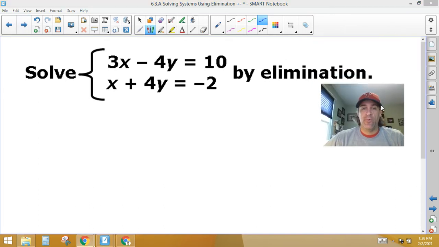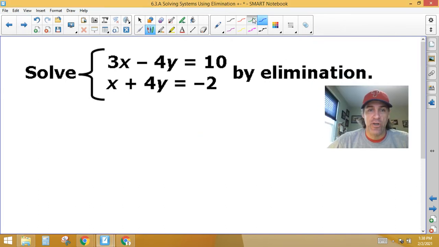So here's another example. Let's solve this by elimination. To do this by elimination, I want to identify, are there any terms that I can cancel out? Well, my x's, nope, they're different. I have a 3x and a 1x. What about my y's? I have a -4y and a +4y. Oh, if I add these two together, they cancel out.